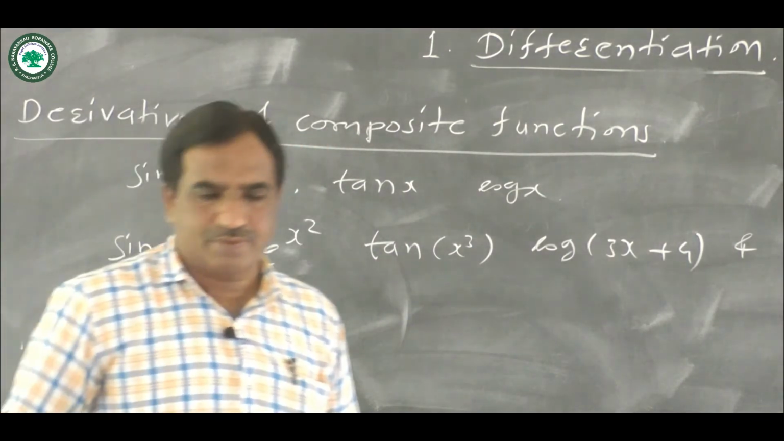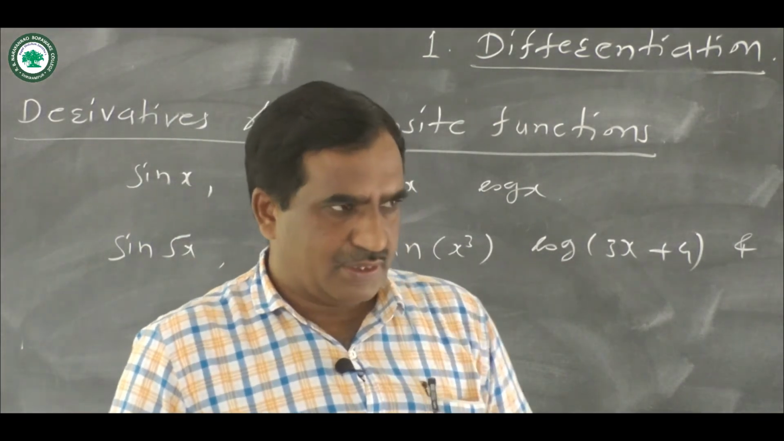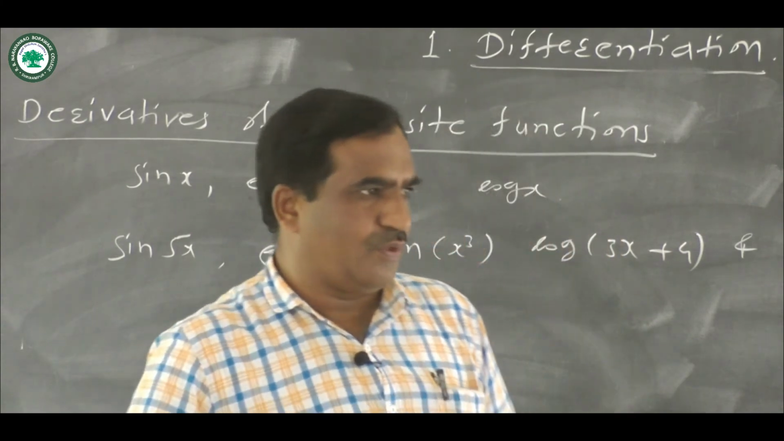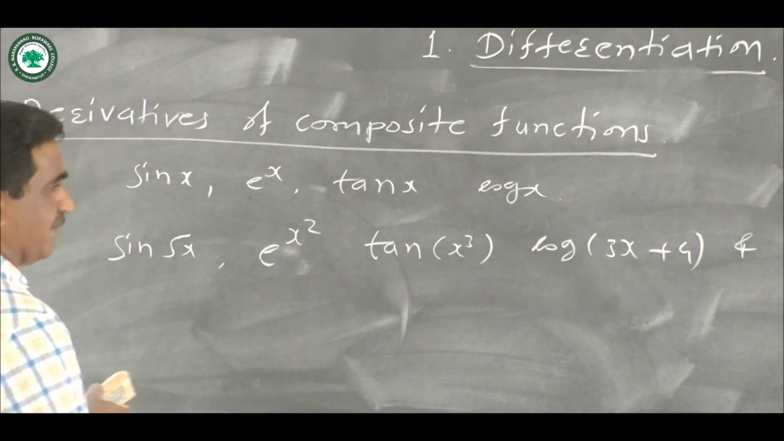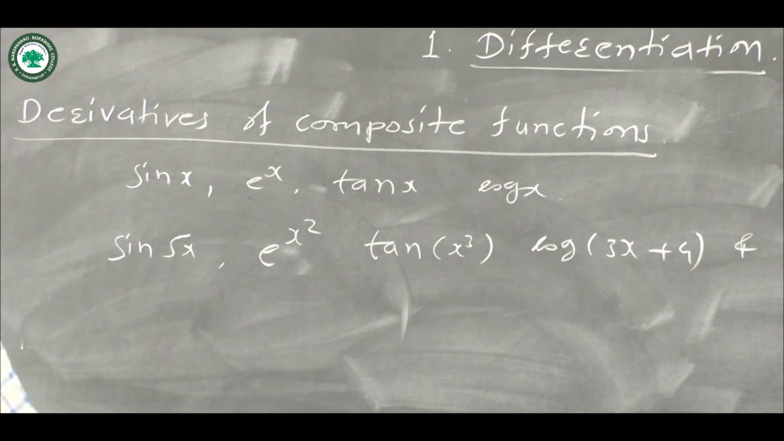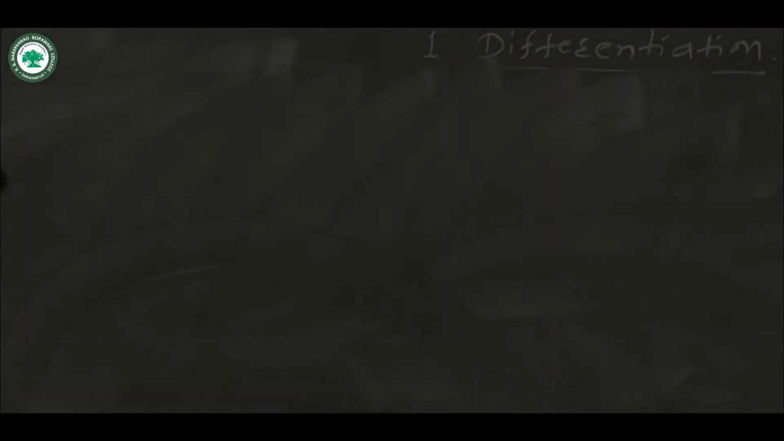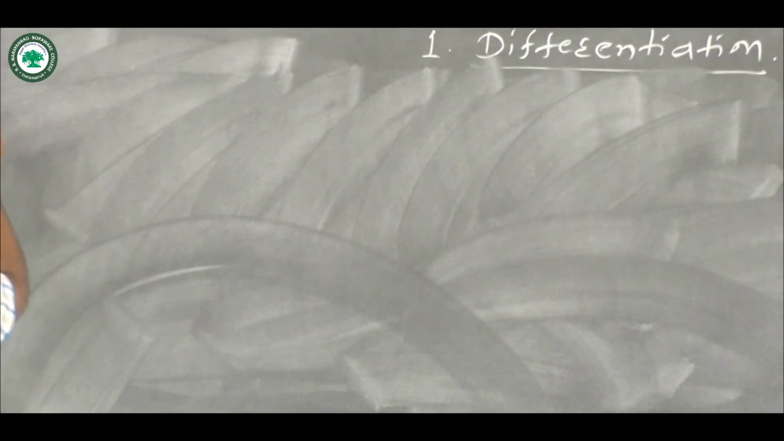There is a theorem for the chain rule or composite rule. We see here the statement of the theorem first and then the proof of the theorem. Okay, the statement is the theorem.